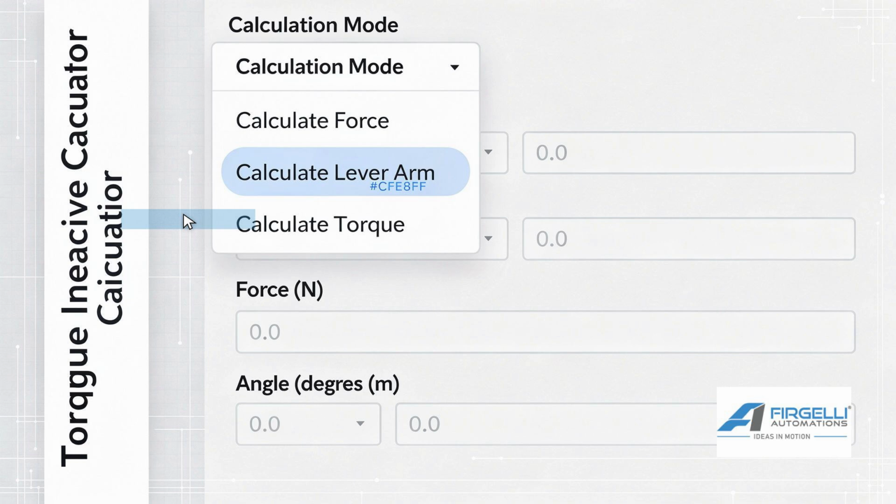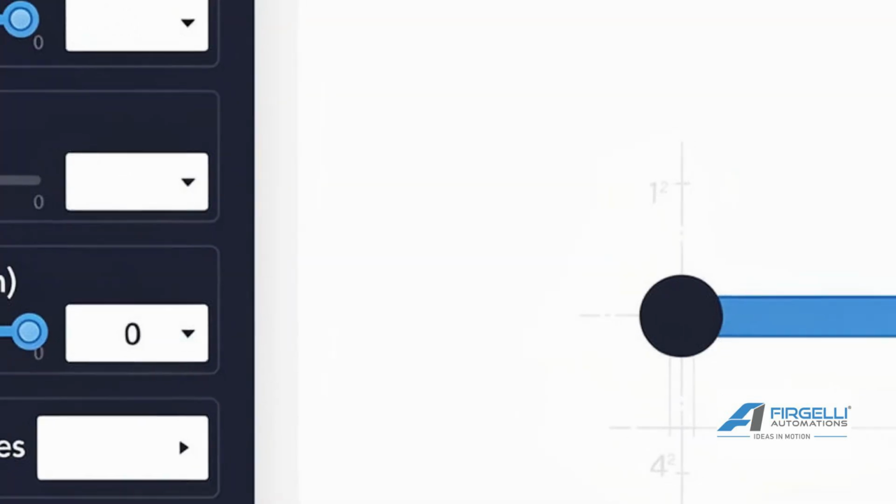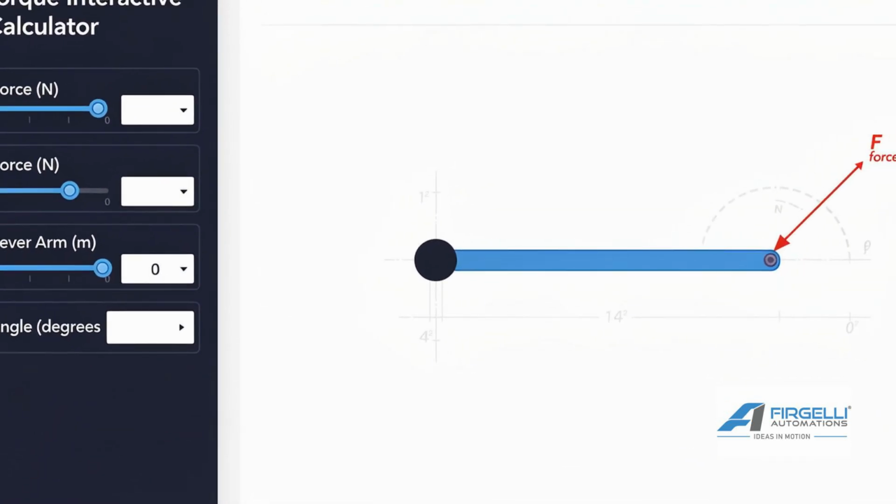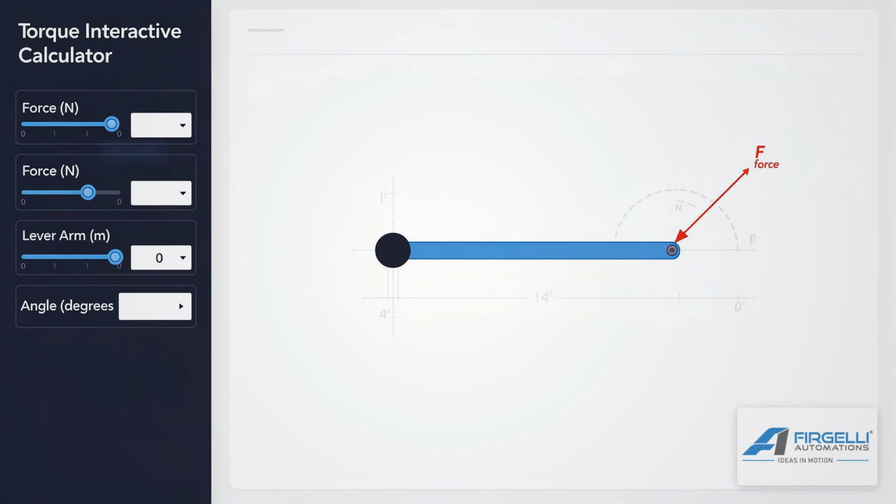Below that, you'll find the force input field where you enter the applied force, the lever arm field for the distance from the pivot point, and the angle field for the angle between force and lever arm. There are also fields for torque, power, and angular velocity that become active depending on your calculation mode.